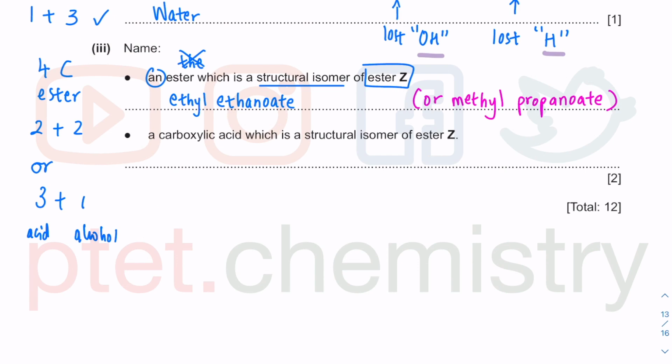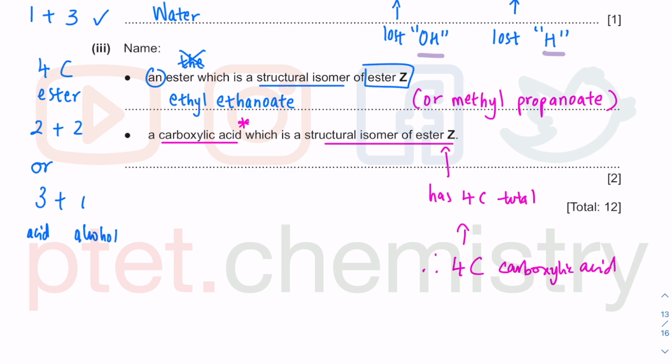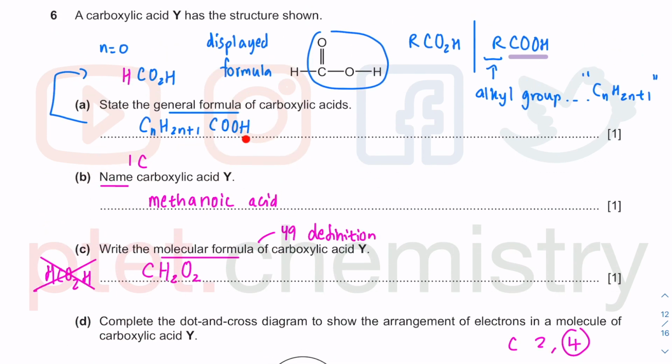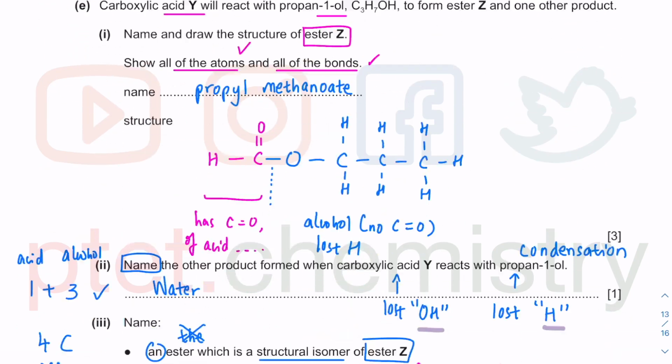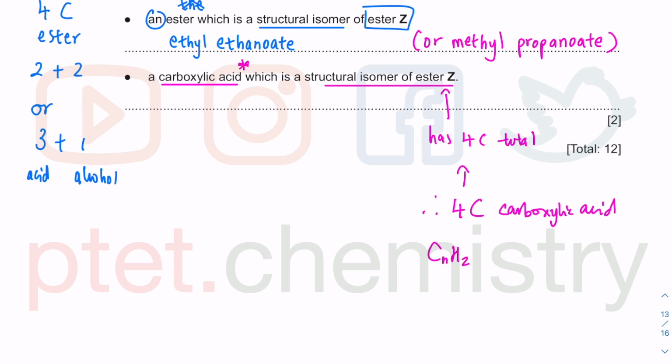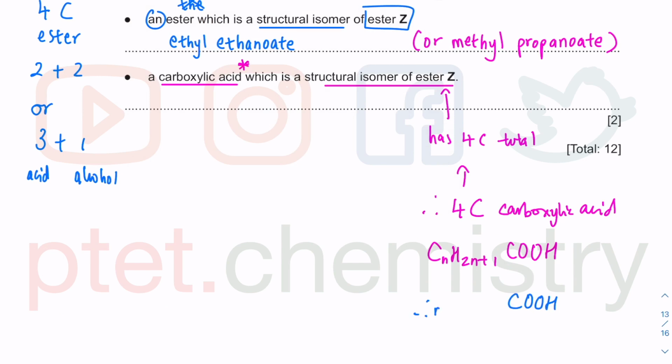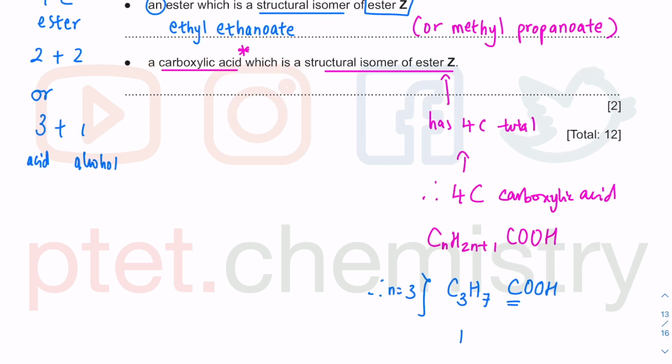Last but not least, we're looking at a carboxylic acid. Now, carboxylic acid, structural isomer of ester Z. Ester Z has 4 carbons total. So what we're looking at is a 4 carbon carboxylic acid. Earlier in this question, we were asked for the general formula of carboxylic acid. If you recall, it was CnH2n+1COOH, where this is 1 carbon inclusive. So I have a COOH, therefore n equals 3, because I already have 1 carbon at the end here. So I'm left with C3H, 2 times 3 is 6 plus 1 is 7. So C3H7COOH. This is a 4 carbon acid.